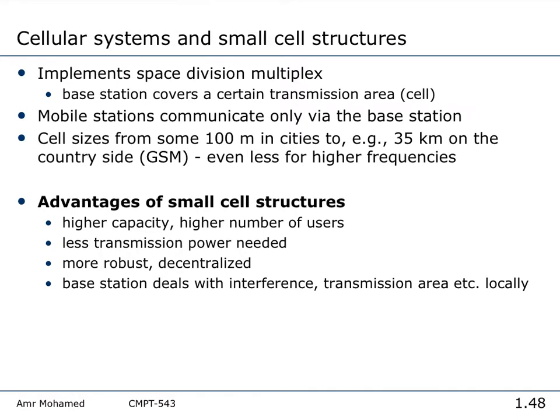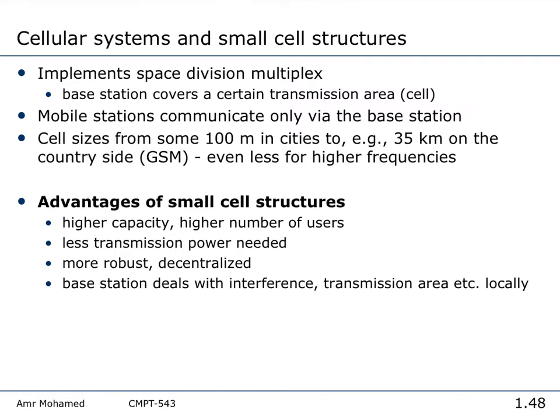So we'll switch to a separate topic now: cellular systems and small cell structure. We know for cellular systems, we have a base station, and each base station will give you a certain range. Each base station will essentially implement space division multiplexing, which means that if I'm associated with one base station, I should be spatially far from another base station. Space-wise, I'm closer to this one and I'm communicating with this one.